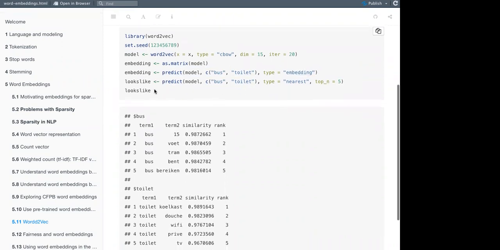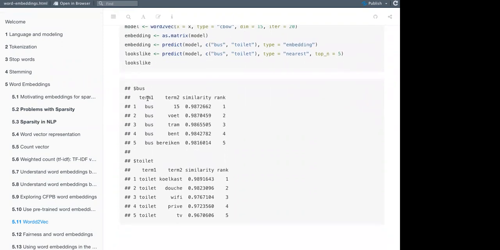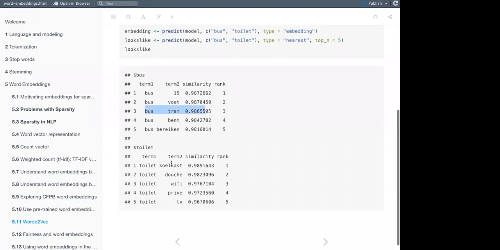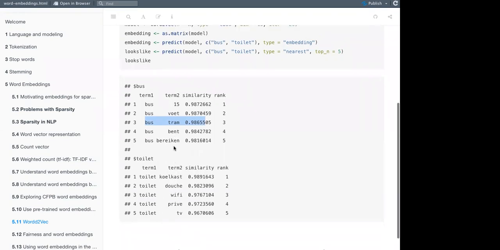We give the model a word and ask it for the words that look alike. Here we have bus, and the terms closest to it are tram and so on. I don't know why bus and 15 come out with a high similarity, but you can see bus and tram have high similarity. This one is toilet, and these are words in another language, not English.